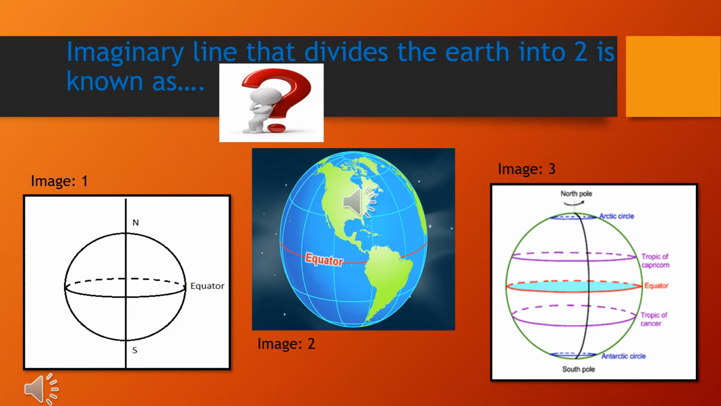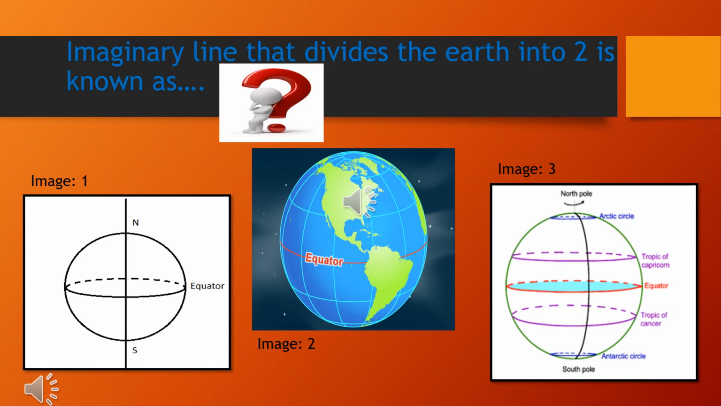As such, all parallels north of the equator are called north latitudes. Similarly, all parallels south of the equator are called south latitudes. The value of each latitude is followed either by the letter N or S, that is, north or south.